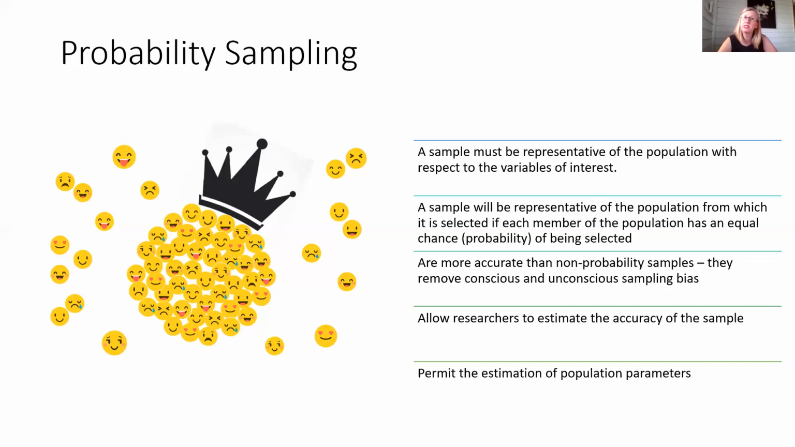Now, we say probability samples are more accurate than non-probability samples because they tend to remove our conscious and unconscious biases. That means we don't just pick people who look like us or who might speak our language or whatever our biases might be. And then we can estimate the accuracy of the sample because we probabilistically sampled. Okay, now let me talk about what this means and how we get to probability samples.